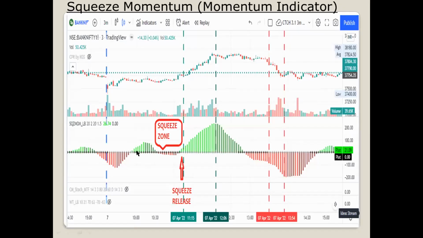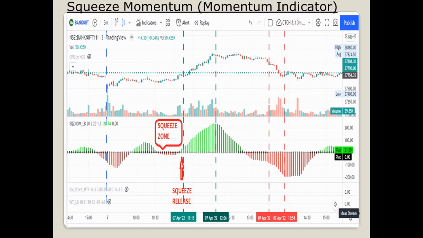Here you can see some black crosses. This is the squeeze zone, as written over here. In this area, you can see the market is moving sideways. There is no big movement or price action in this region. I'm just explaining to you where our area of interest is. This is not for taking any trades. Those things will be explained later.